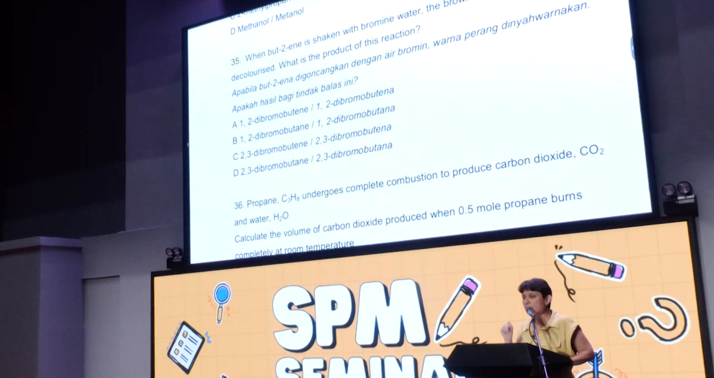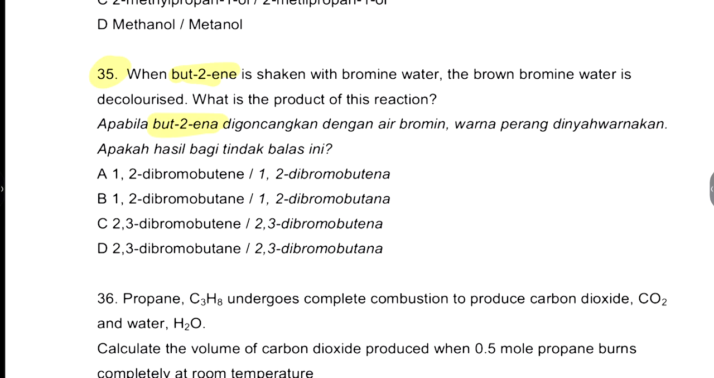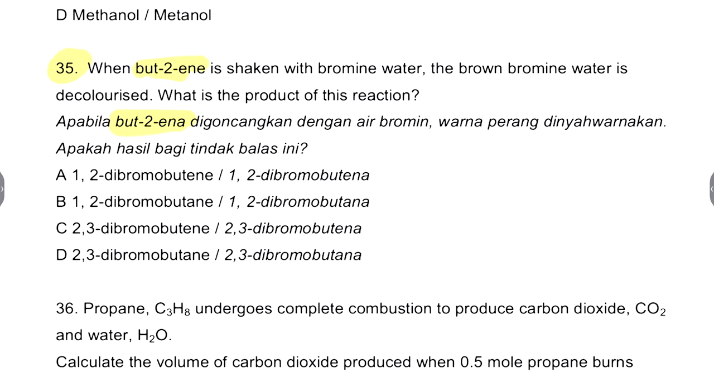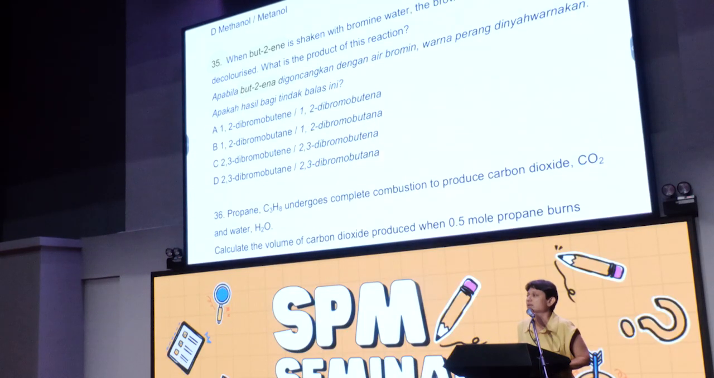Open your eyes big, baca baik-baik. But-2-ene. Digoncangkan dengan air bromin. Okay? Draw it out. Sebab semua jawapan macam sama saja. Okay. Yes. Got it. Tahu lukis tak? Tahu. Okay. So, but-2-ene. You draw but-2-ene first.